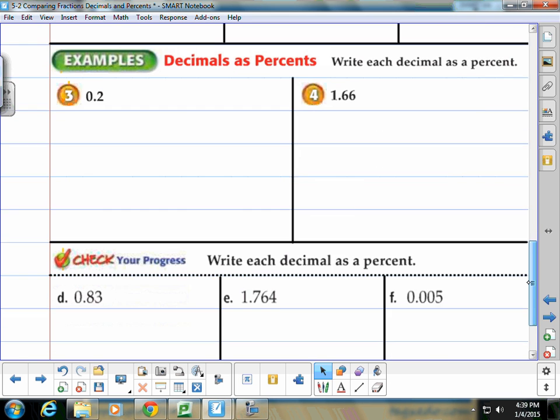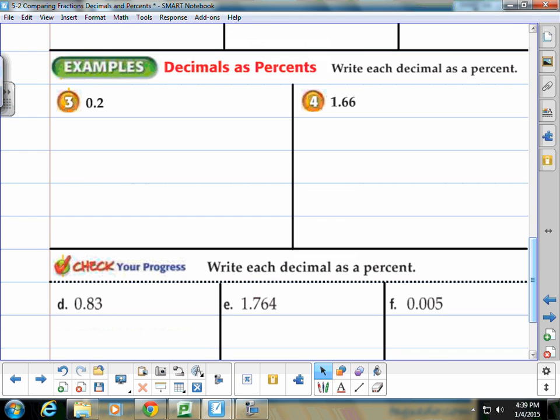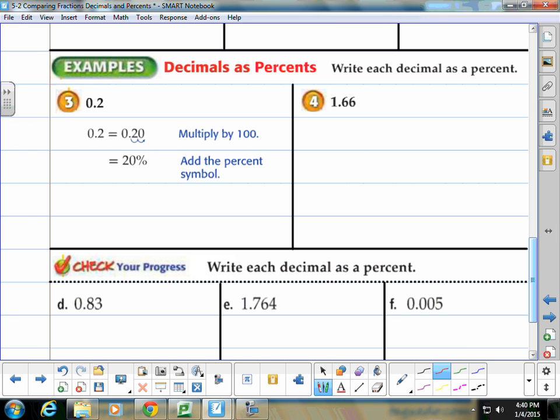All right, then just going in the other way, decimals as percent. So remember, this is where we need to multiply by 100, which is moving the decimal 2 to the right. And then we add the percent symbol, okay? To add the percent symbol when we're going to a percent.